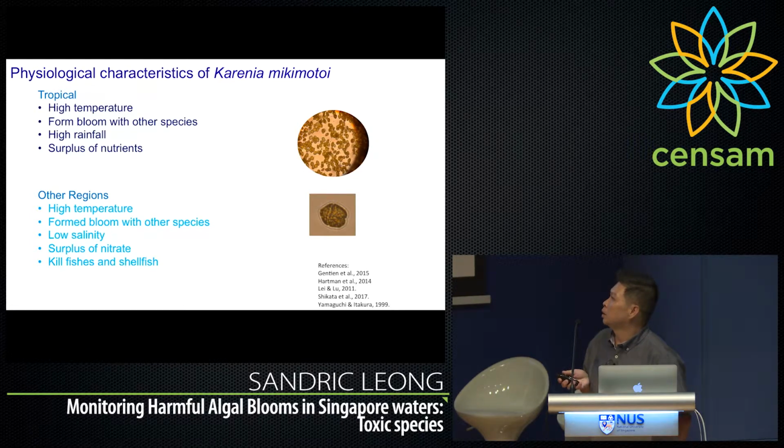As compared to other regions, such as species from Japan and Korea, similarly they bloom at higher temperature. They could also form or cause blooms with other species, they like lower salinity, and they prefer a surplus supply of nitrate. Temperate species tend to cause fish kill and shellfish mortality as well. We have not observed any fish kill caused by this species yet in our waters.